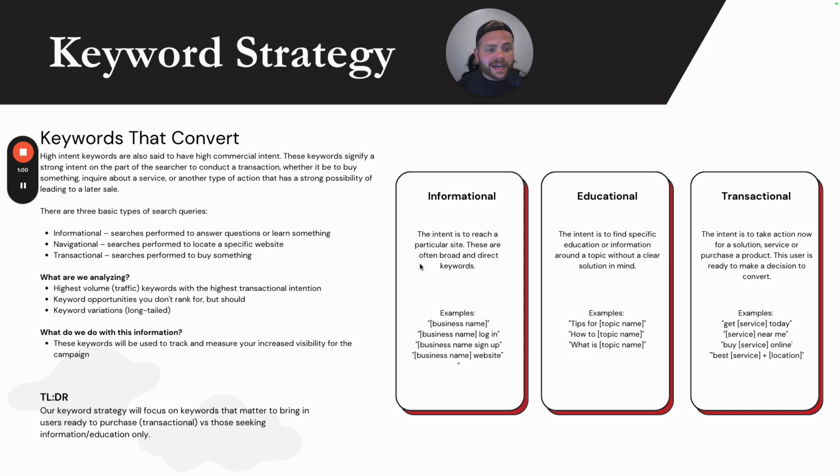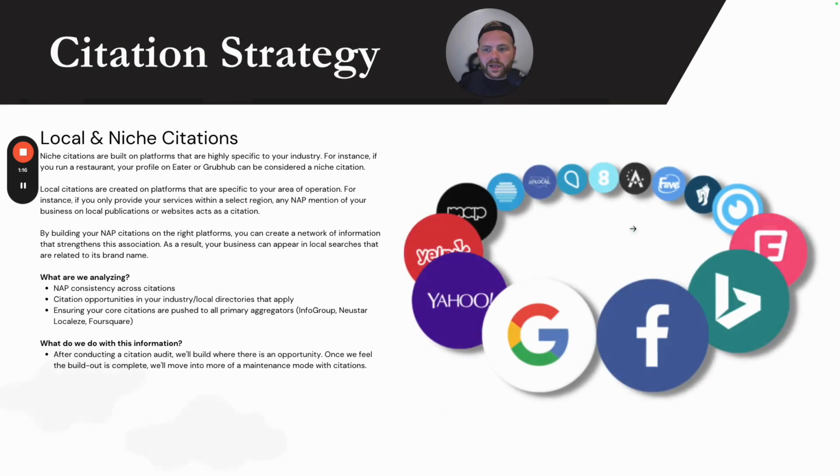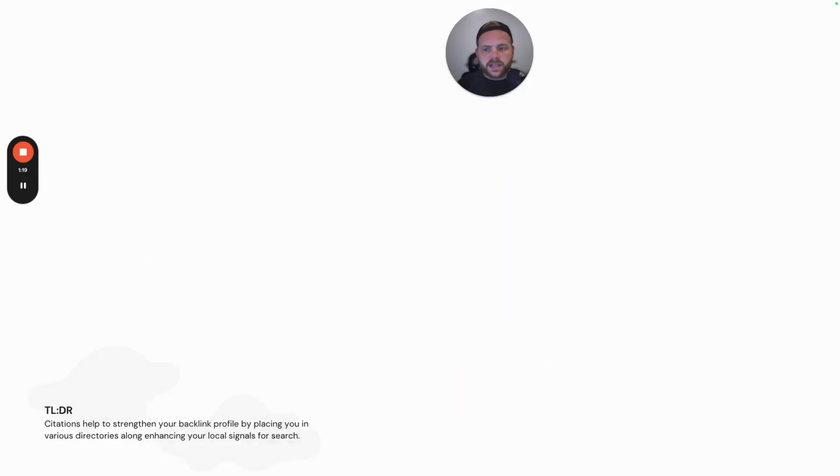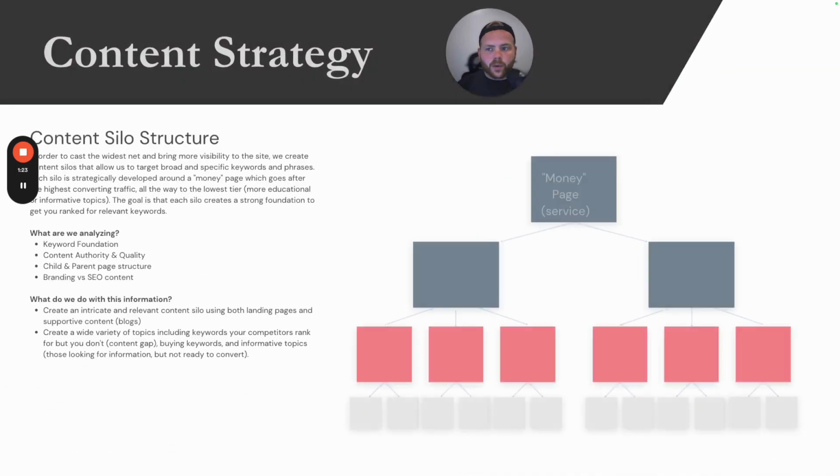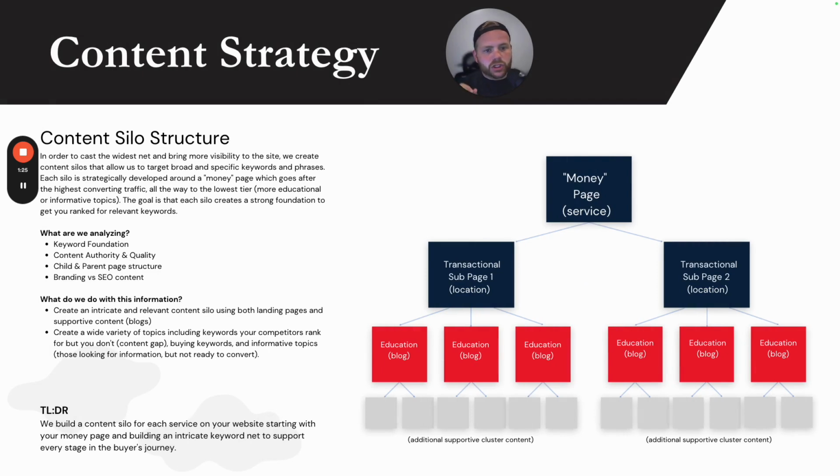If you're looking at a roofing company, a transactional keyword would be like "get a roofing repair service near me," something along those lines. Then as you go on to this next slide, it talks about our citations, what we do on here, the Google business profile, the whole nine yards. But what I'm getting to here is our content strategy. We talk about these money pages, then the sub pages or sub money pages, and then your educational content and blogs.